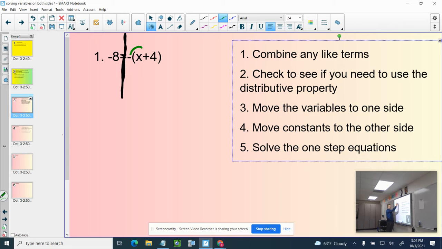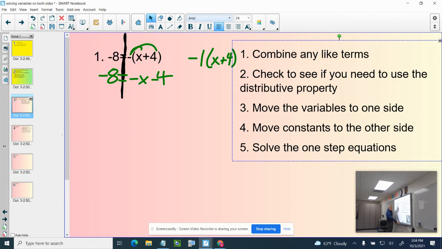So this negative right there needs to be distributed to both the x and the 4. What that really is saying is negative 1 times x plus 4. So we do need to distribute that, and we just drop down the negative 8. This is going to be negative x minus 4. Now, again, we look if we have any like terms. We don't. So we move on from that. And step 3, it says move the variables to one side. Well, I only have one variable right here, so I don't have to worry about that. So that's check. So I pretty much checked everything off so far.